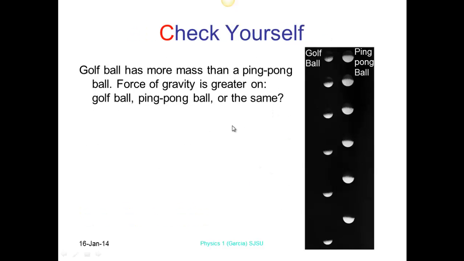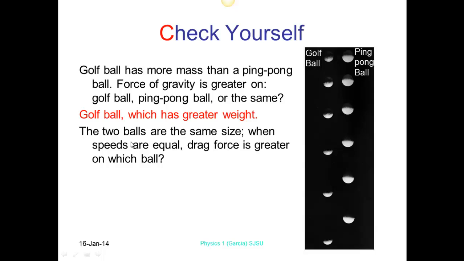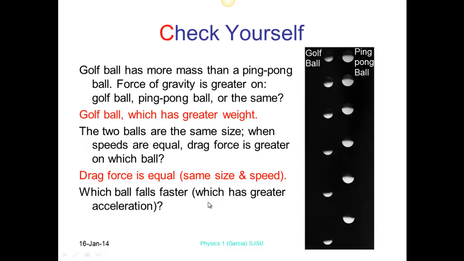And I just want to show you this little example here about a golf ball and a ping pong ball. They have roughly the same sort of size, but they have different masses. So the golf ball has a greater weight. The two balls have the same size. The drag force is equal. So same size and same speed. Which ball falls faster? Well, the golf ball falls faster because the net force is greater on that particular ball.